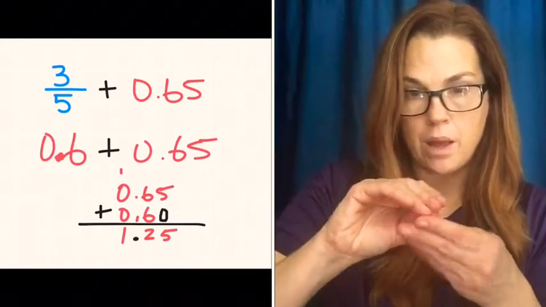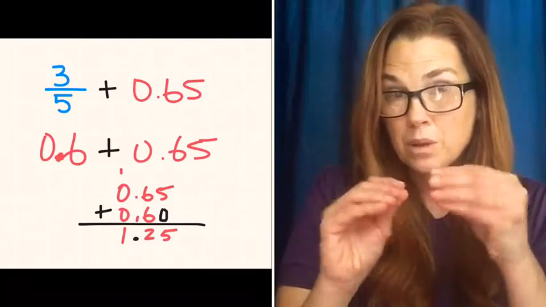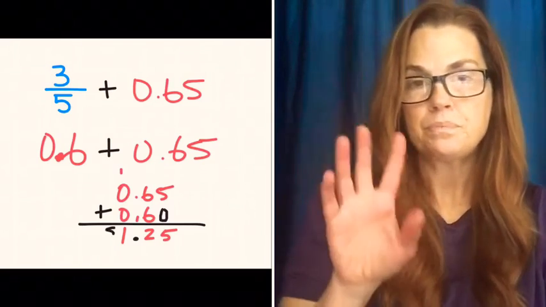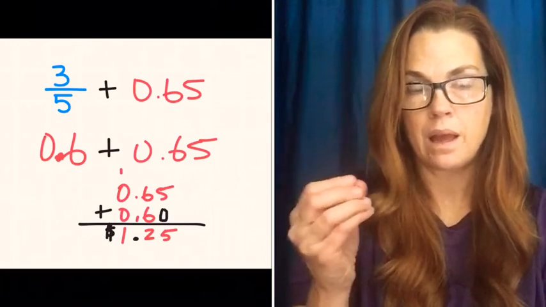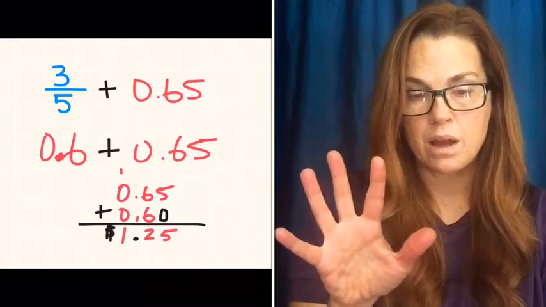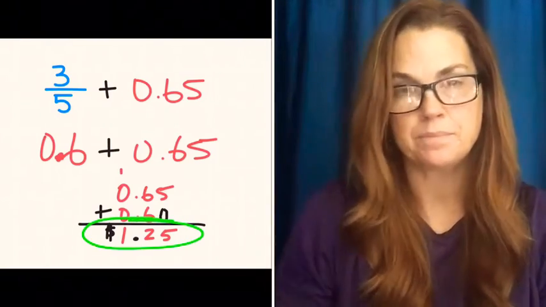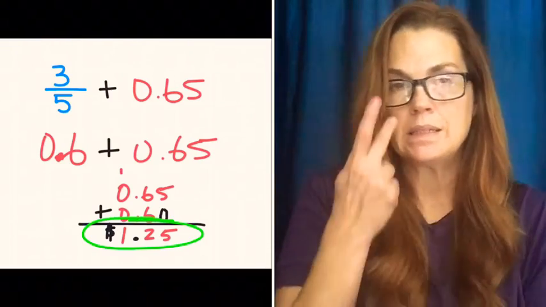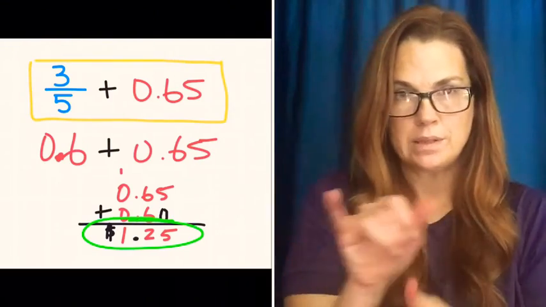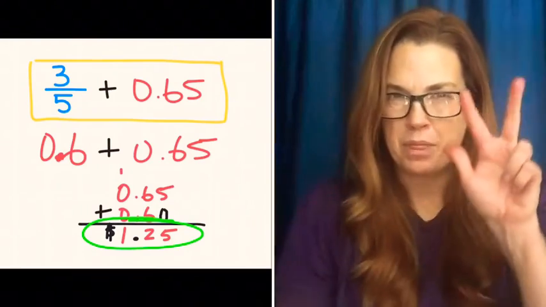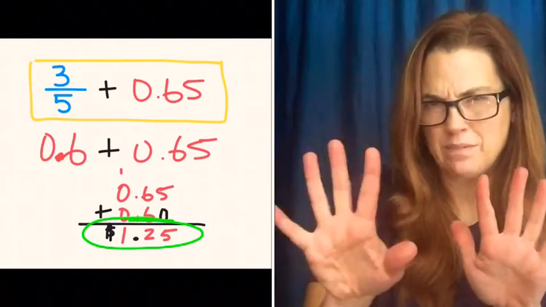So if I added the 60 cents that one person had and the 65 cents the other person had, we find that together they had $1.25. Very easy to see when they're written in the same form. But up here, where we saw 3/5 of a dollar plus 65 cents, could we have known immediately that that was going to make $1.25? I'm not so sure.